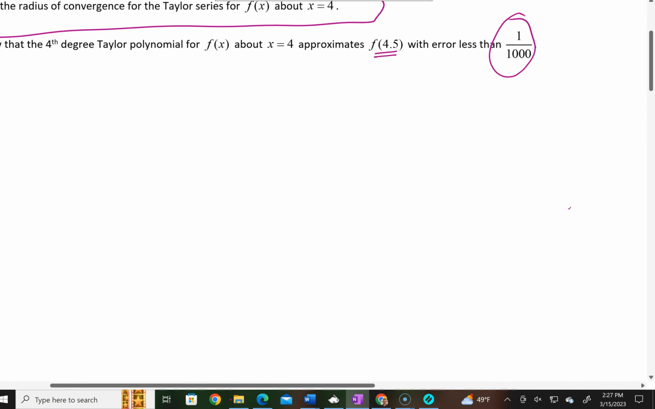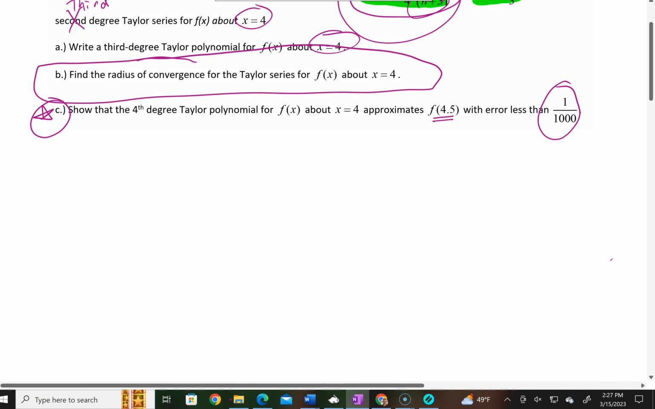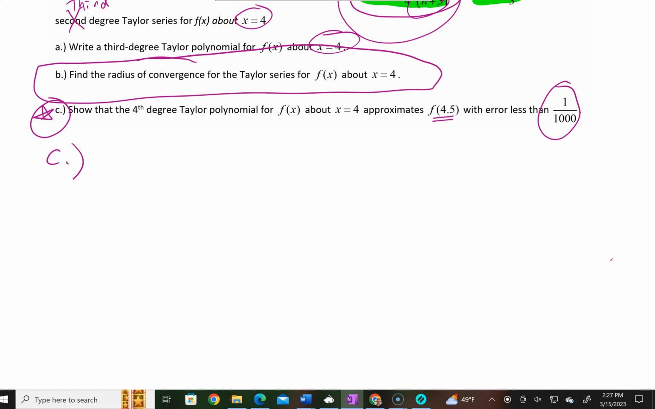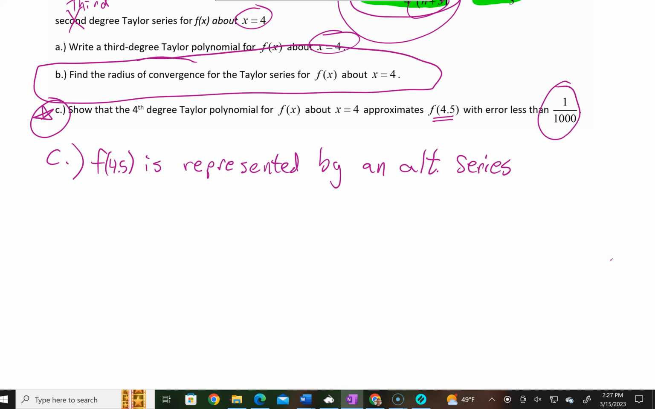Now, if you looked at the answer sheet, and it's posted on Google Classroom, what you can say is, f is represented, or you could say f of 4.5. How about that? f of 4.5 is represented by an alternating series that decreases in absolute value to 0.